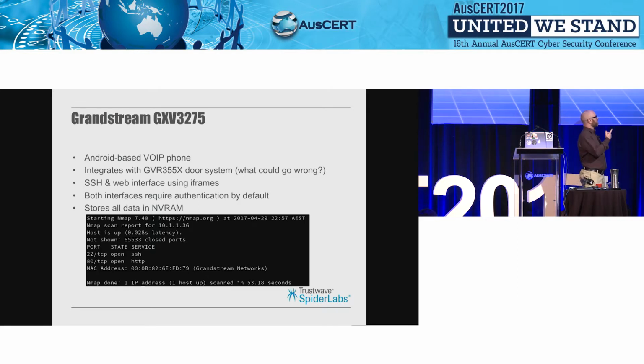It integrates with a door opening system. So the idea is somebody buzzes you, their image comes up from the security camera on your phone, and then you hit a button and go, yes, unlock the door, let this person in. So yeah, potentially quite dangerous. The first thing you do, you nmap it. And it's got an SSH and a web interface. They both require authentication by default. So, all right, this isn't too bad.